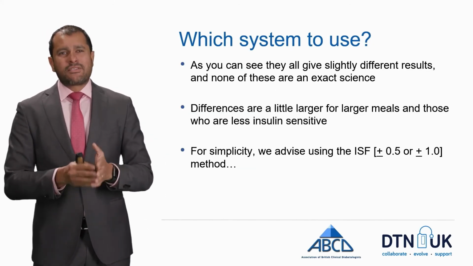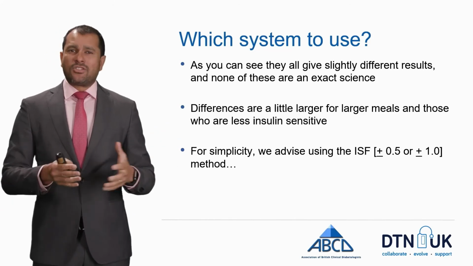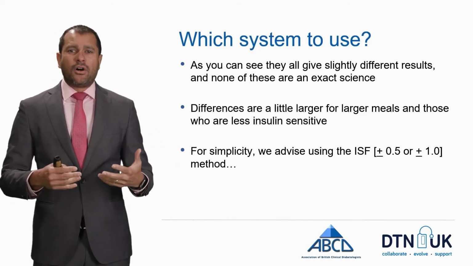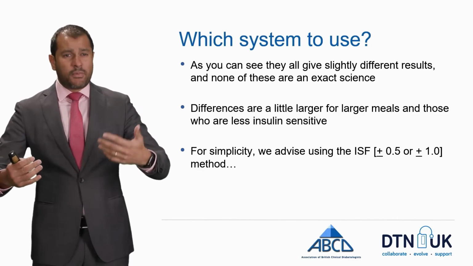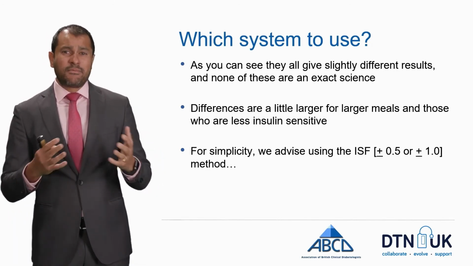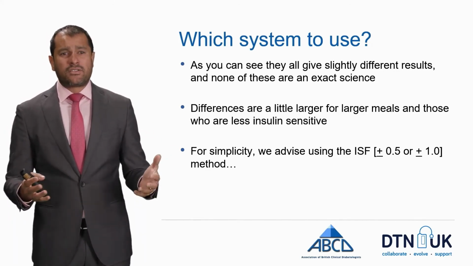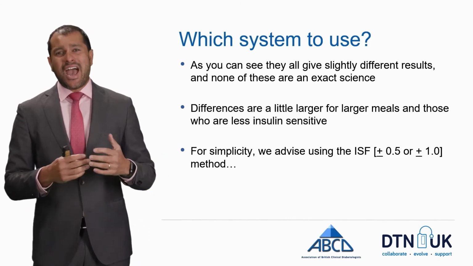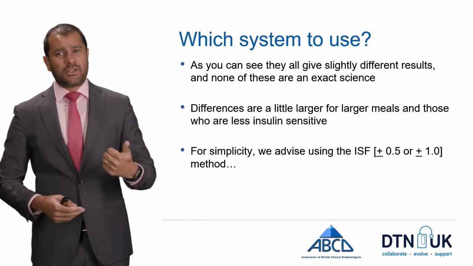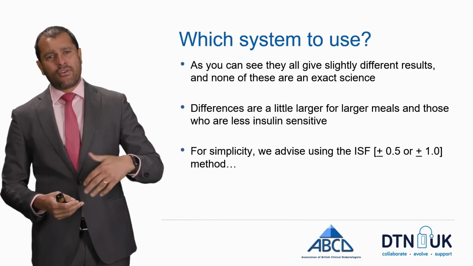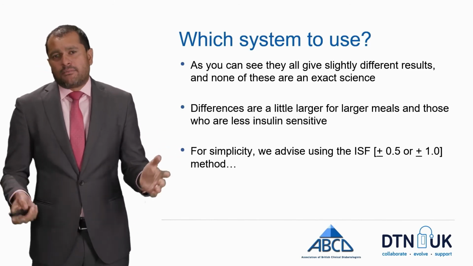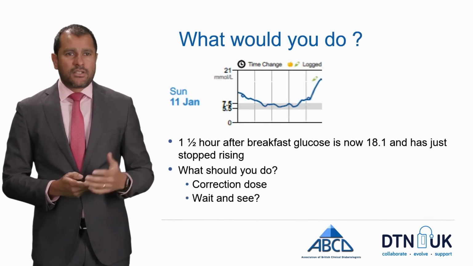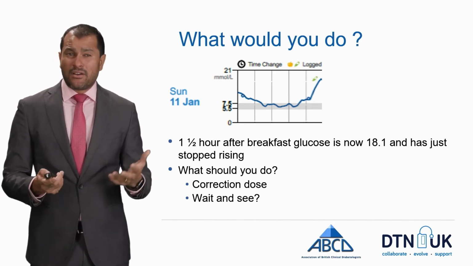So although they give slightly different results, it's not an exact science. On the whole, if you're rising, you want to take a bit more. If you're dropping, take a bit less. And for simplicity, I think we would advise just using the ISF one, where you're just adding a half or 1 unit to what you're eating if you're going up, or taking that off if you're coming down, and keep things simple. So just to run that, an example here of someone.